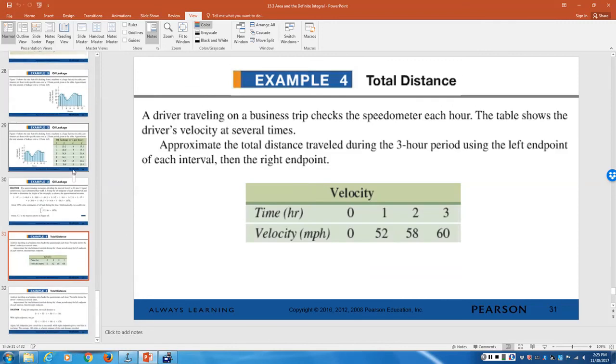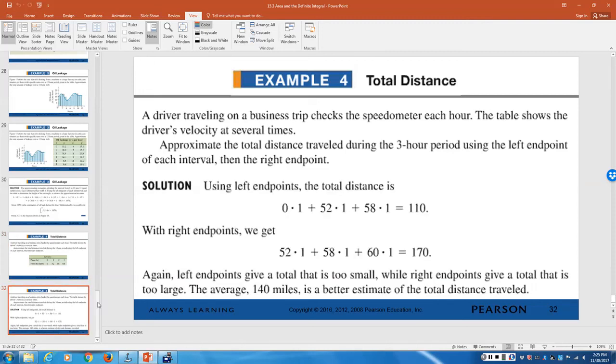But here's one where we could figure out some things. A driver traveling on a business trip checks his speedometer every hour, and the table shows the driver's velocity at several different times. Approximate the total distance traveled during the 3-hour period using the left endpoint of each interval, and then the right endpoint. Now, I'm not going to make you do problems like this. I may, in fact, go in and actually excuse you from 10.3 because I'm more interested in that you do 10.4. But 10.3 is not a hard section to do.